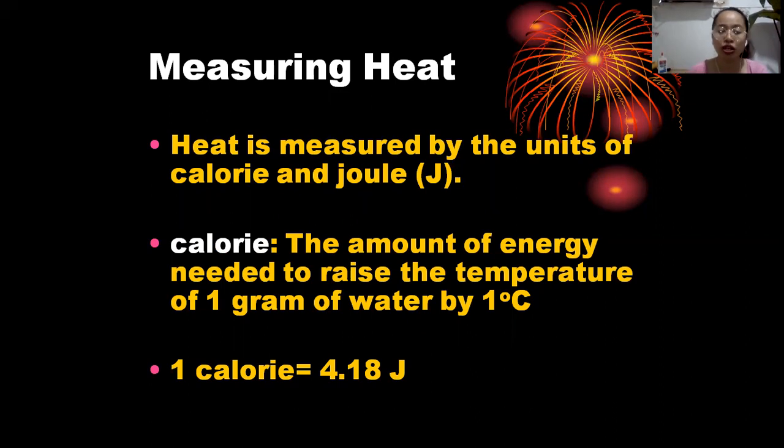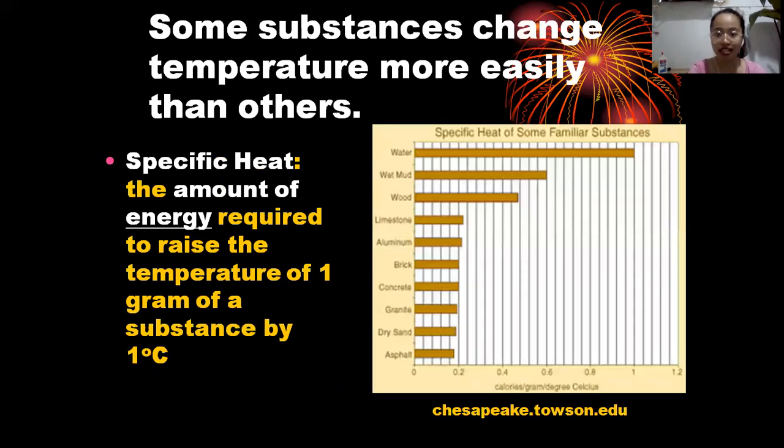So what is the unit we use to measure heat? We use calorie and joule. One calorie is equal to 4.18 joules. And some substances change temperature more easily than others. For example, I have here hot water and a metal spoon. Which do you think is the substance that will easily get hot? It is the metal spoon. It conducts heat easily, right? Unlike the water, which needs time to boil.